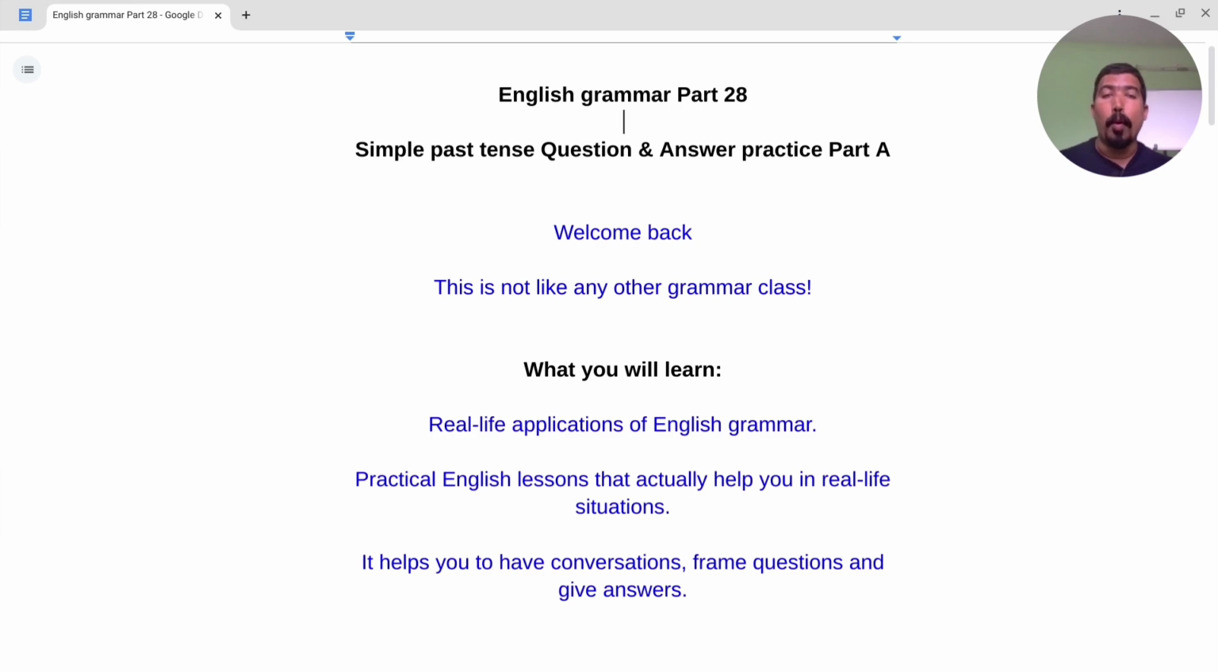So today we are going to continue with simple past tense. We have already completed simple past tense. Real life applications were covered in the last class. So today we are going to start with simple past tense question and answer practice.